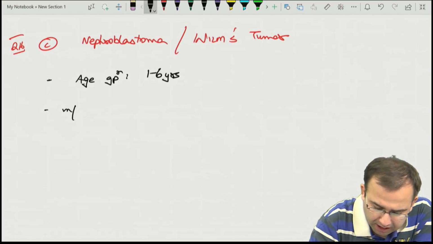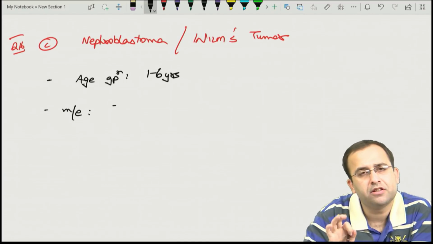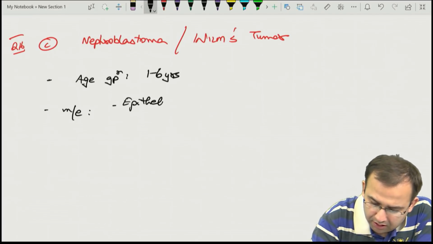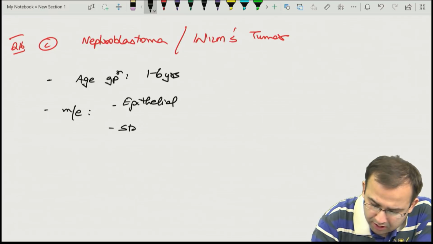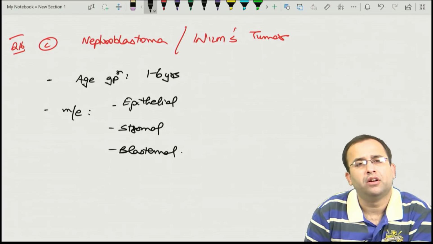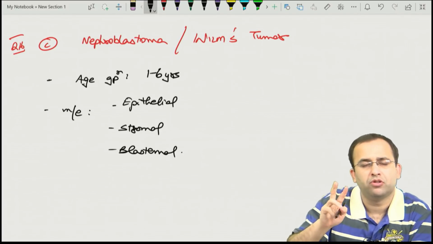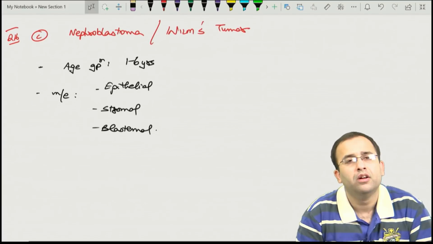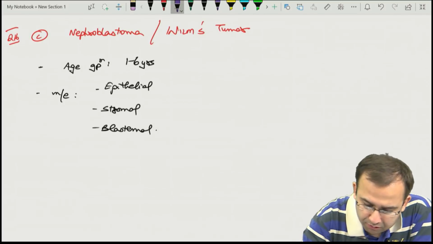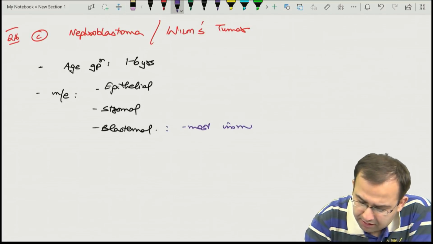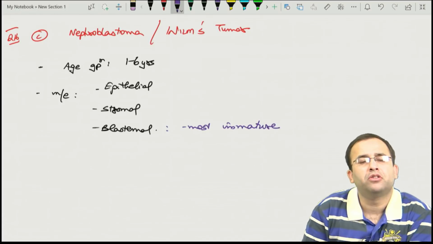Next point, microscopically, it has three components: epithelial, stromal, and blastemal. Which is the most immature component? Blastemal. The name tells you that. This is the most immature component.